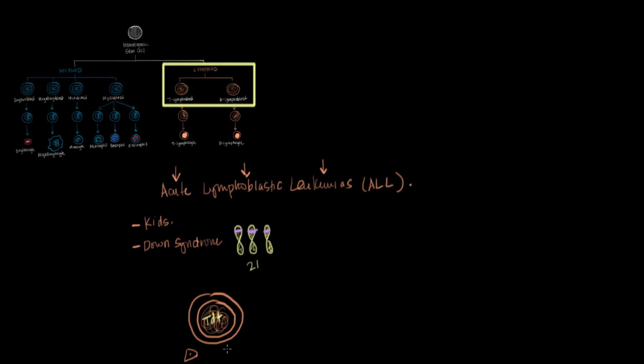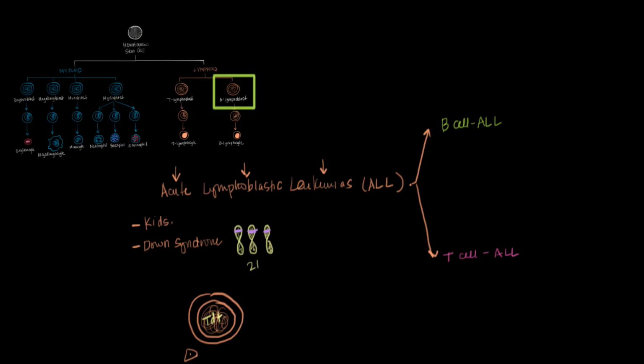So moving on, since there are 2 different types of lymphoblasts, you'd think that there would be 2 different types of ALL. And there are 2 different types of ALL. The first one is called B cell ALL, and the second type is called T cell ALL. And we're first going to talk about the B cell ALL, so that's this guy over here.